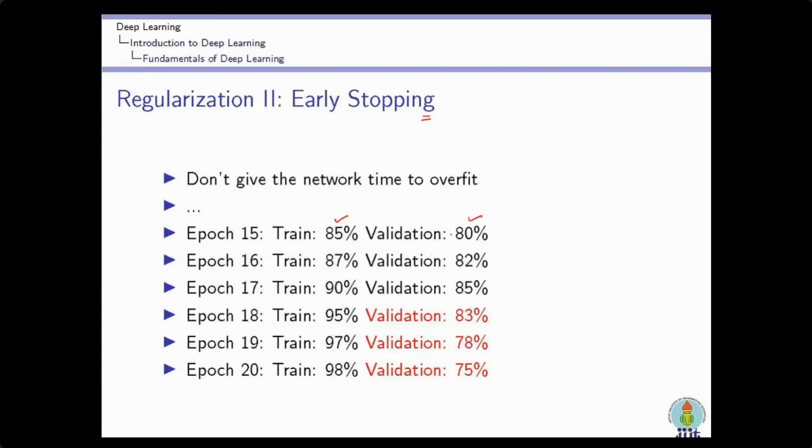You can see here, initially the training as well as validation accuracy increases. It becomes 87 and 82, then 90 and 85. But after a particular number of iterations, training accuracy is still increasing, but validation accuracy starts decaying. So I will stop my operation before such a situation happens. I should stop over here. This is known as the early stopping process.